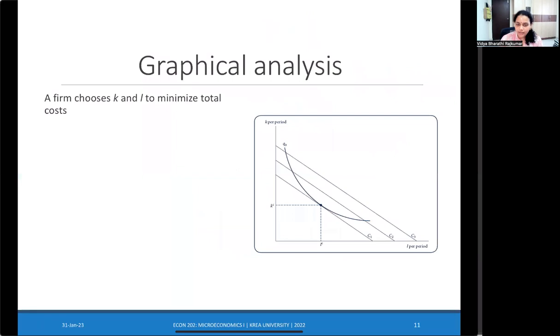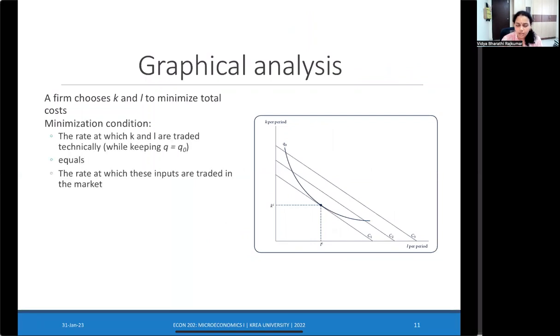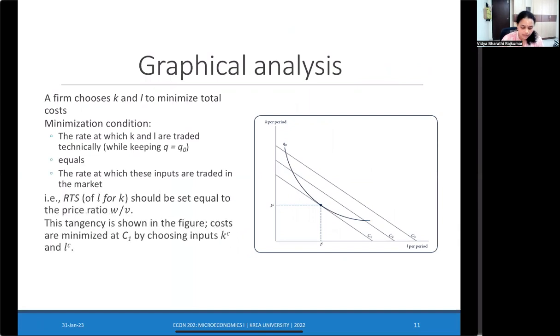Now, very quickly, we'll review this story using a graphical analysis. I'm going to run through this slide very quickly because we're already familiar with it now. So the point to note is that the cost minimization happens at that point where your isoquant is tangential to the lowest possible budget line. And the cost minimization happens when we choose KC levels of capital and LC units of labor.